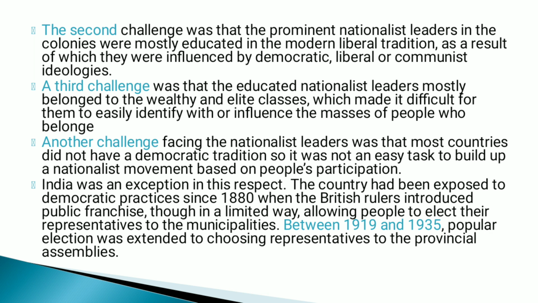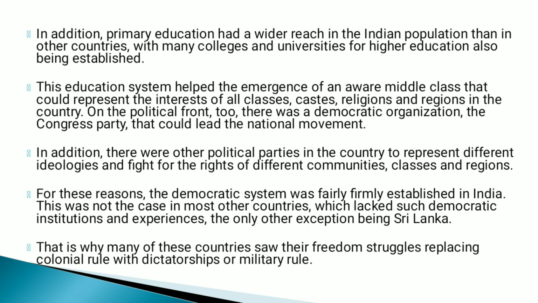The country had been exposed to democratic practices since 1880, when the British rulers introduced public franchise, though in a limited way, allowing people to elect their representatives to the municipalities. Between 1909 and 1935, popular election was extended to choosing representatives to the provincial assemblies. In addition, primary education had a wider reach in the Indian population than in other countries, with many colleges and universities for higher education also being established.